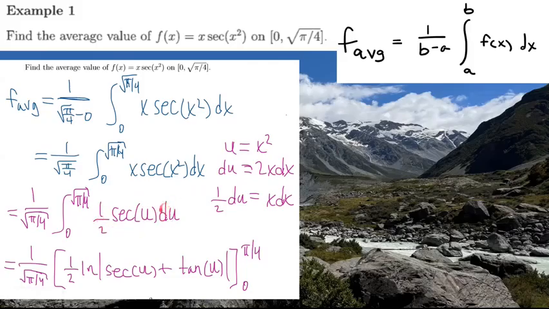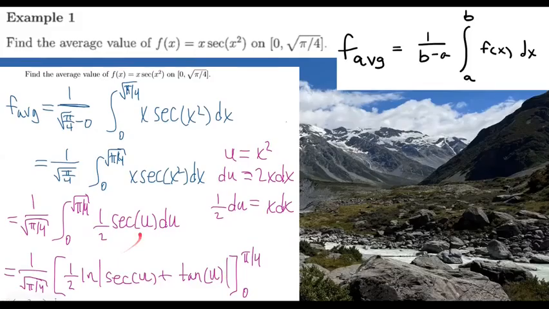We put the du here, and then secant of u, we replace it with u, and then you do the antiderivative of that. This is one of those ones that you might not know, but you might have learned about it in Calculus 1: the antiderivative of secant is natural log of absolute value of secant plus tangent. So that's just something that you would probably memorize. And that's how it goes for that.